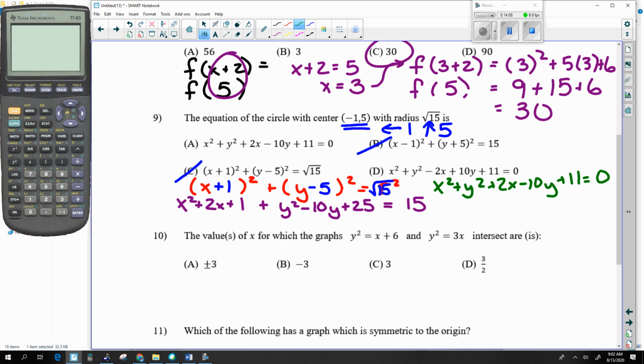So it's option A. There's a difference with the 2x, and the 10y, I guess. So yeah, there is the difference right there. Option A is your correct answer.